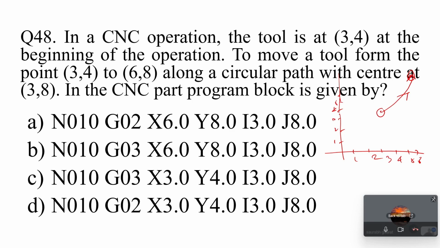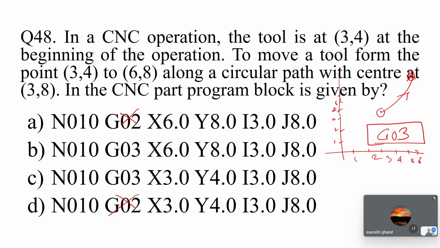Is it clockwise or anti-clockwise? It is counterclockwise actually. So we need to use the G03 command because it is counterclockwise. This is important here. Using G02 is wrong because the way it is going is opposite. So everything where you are writing G02 is wrong.